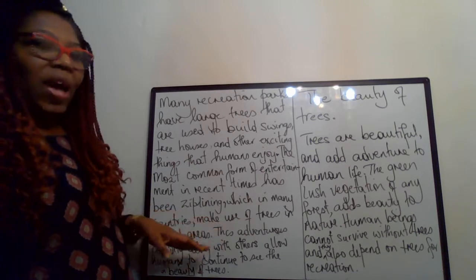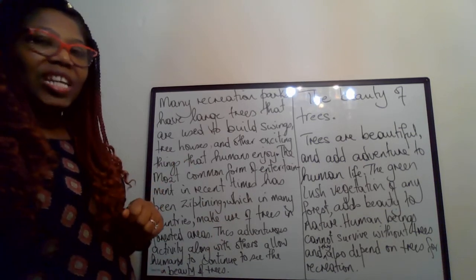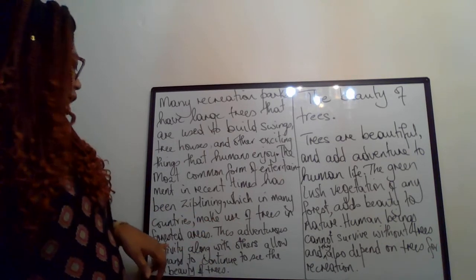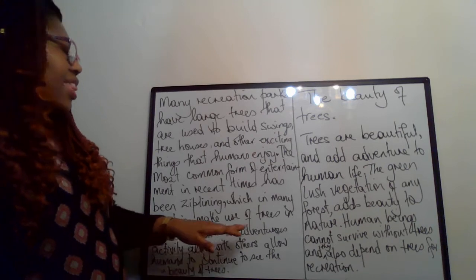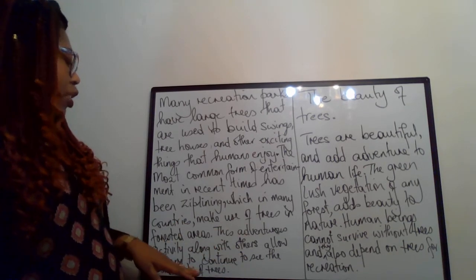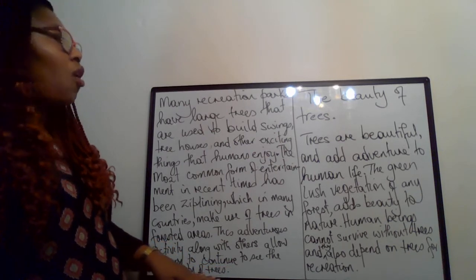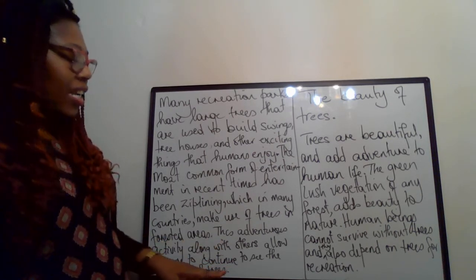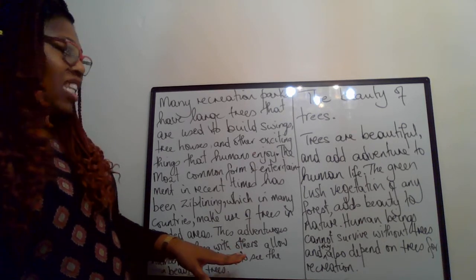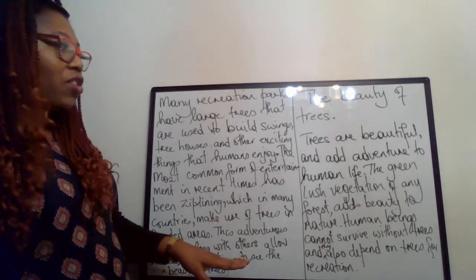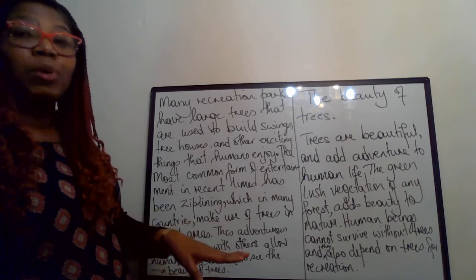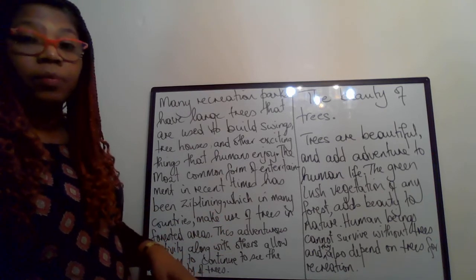and you see how I have the comma here and here? We'll discuss that in another lesson when we look at punctuation. Make use of trees in forested areas. This adventurous activity, along with others, allow humans to continue to see the beauty of trees. So right here, it shows how trees can add to adventure, and how trees allow us to see the beauty because we say that trees are beautiful. Okay?